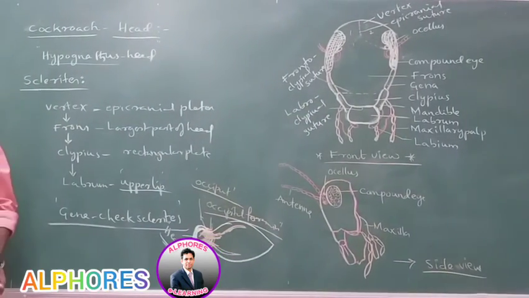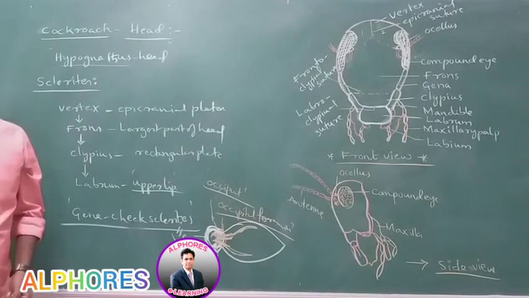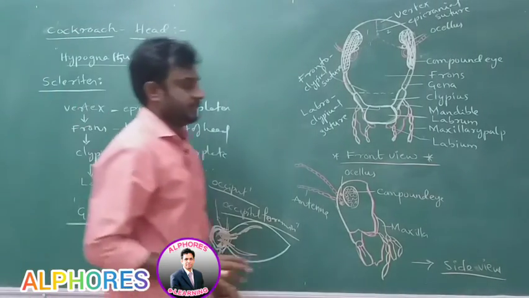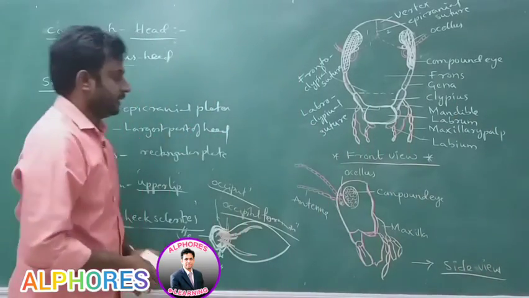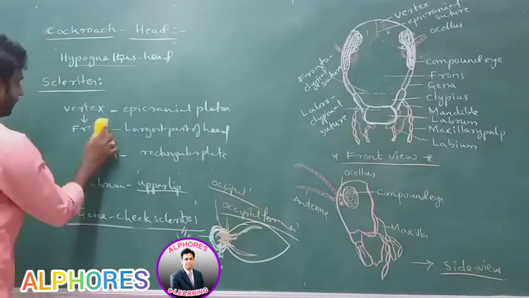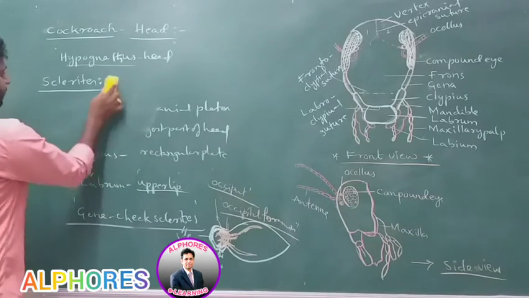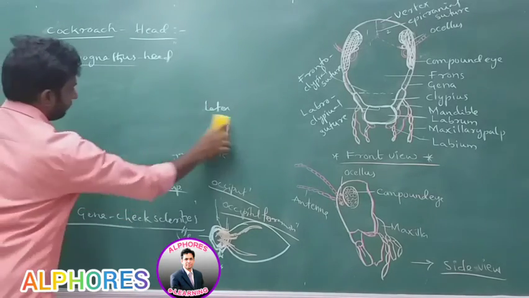Now, sclerites are done. Next, sense organs. Sense organs which are present in the head. What are the sense organs? Compound eyes, antennae, and simple eyes are the sense organs.